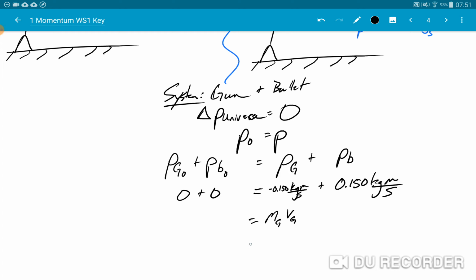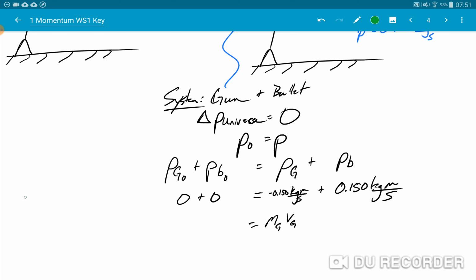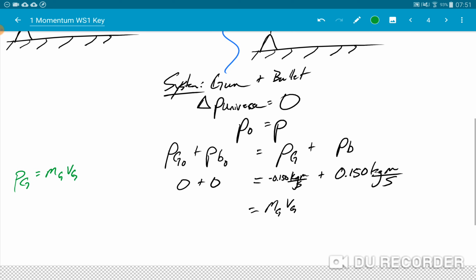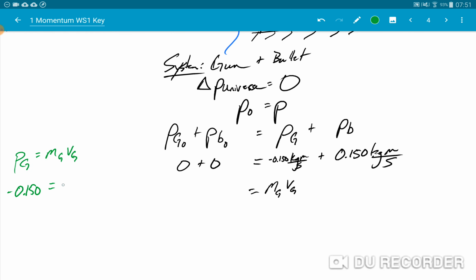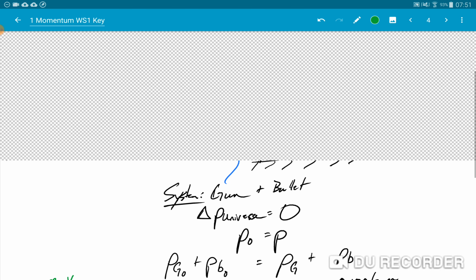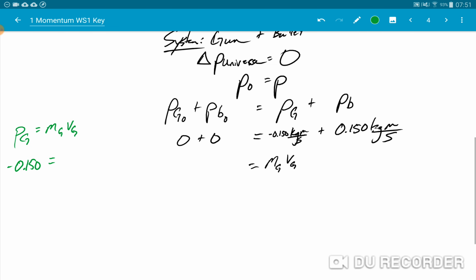Well, do I know the mass of that gun? I'm going to go ahead and break it out, and I'm going to write it as a separate equation off to the side here. So the momentum of the gun is equal to the mass of the gun times the velocity of that gun. And so the momentum is negative 0.150, we said. I'll drop the units here just for simplicity's sake. The mass of that gun, I think it said it was 1 kilogram, did it not? 2 kilograms. 2 kilogram gun there, and now it's multiplied by some velocity.